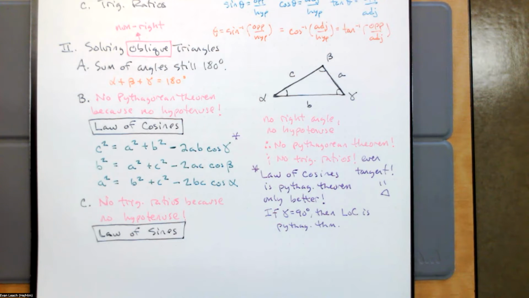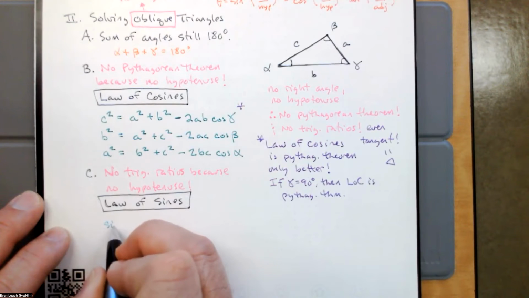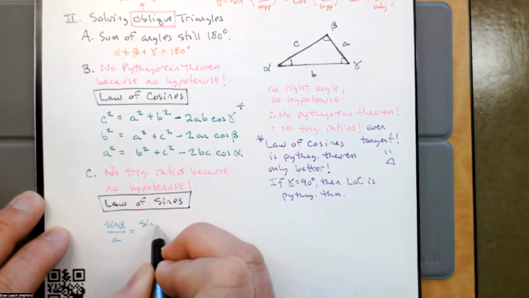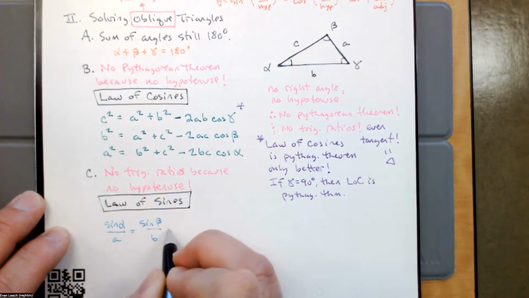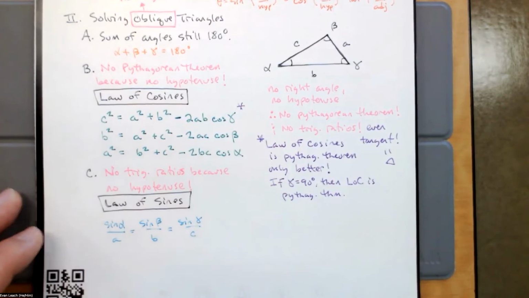Here's what the law of sines says. The ratio of the sine of an angle to the side opposite that angle is constant in any triangle. So that means that the sine of alpha over A is equal to the sine of beta over B is equal to the sine of gamma over C. That's the law of sines.